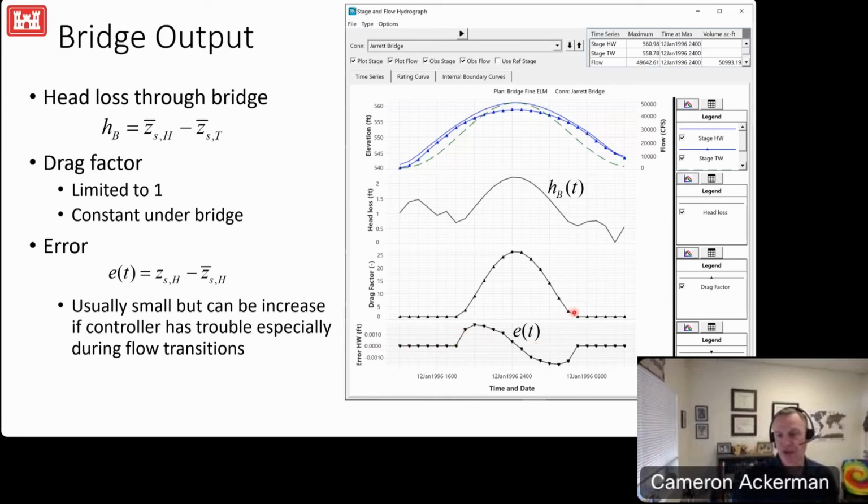This drag factor is just a knob to be applied to shear stress through the cells that are under the bridge deck. It's going to start at one being I don't need to apply any more losses, and then go up from there depending on how much head loss I've got through the bridge.